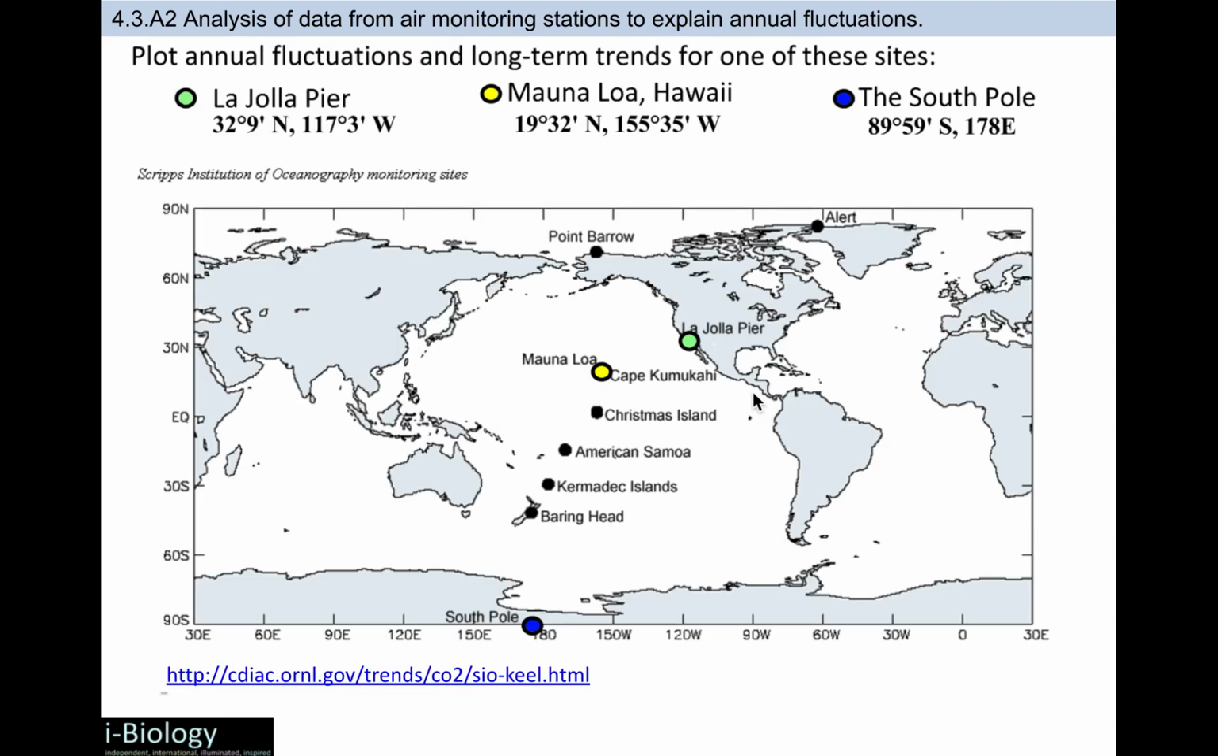So there are stations like this all over the world. We have the one in Mauna Loa. This is La Jolla Pier, from my hometown in San Diego. And then the South Pole is one here. So just to look at 3 different data points, you can see that they have different fluctuations and trends throughout the year, but an overall consistency and an upward trend.